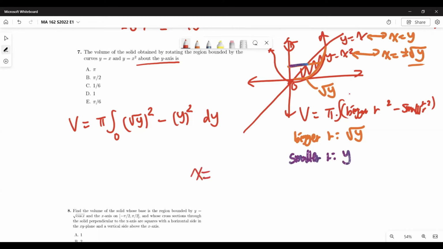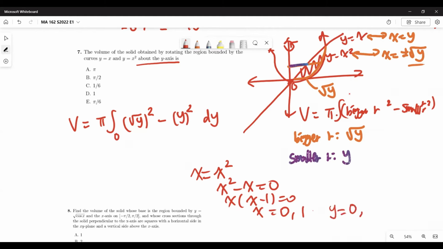So x equals x squared, x squared minus x equals 0, x times (x minus 1) equals 0, so x is 0 or 1. This is the x point, and then we want to find the y point. So y equals 0 for 0, and 1 becomes just 1. Sweet. So it's going to be pi integrating from 0 to 1, and those are the integrands inside.